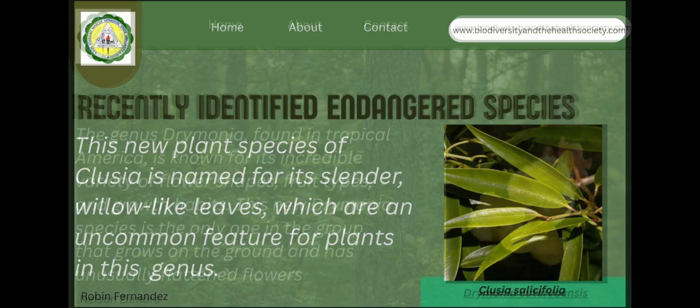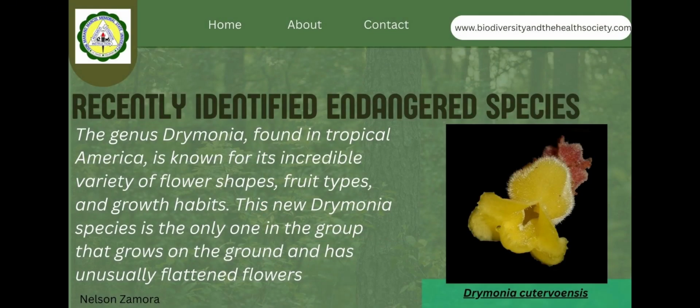The genus Drymonia, found in tropical America, is known for its incredible variety of flower shapes, fruit types, and growth habits. This new Drymonia species is the only one in the group that grows on the ground and has unusually flattened flowers. Its evolution is linked to the rise of the Andes around 5 to 12 million years ago, a time that gave rise to many distinct plant species in the region.